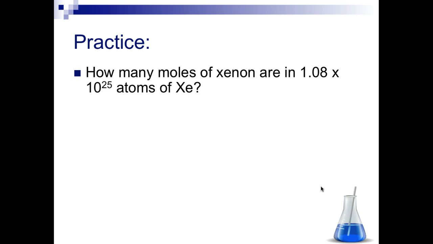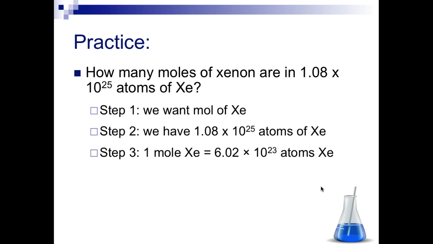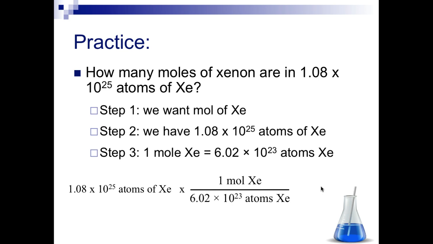Look at another practice. Try this on your own, and unpause when you're finished. Great, well, welcome back. So, how many moles of xenon are in 1.08 times 10 to the 25th atoms of xenon? We want moles of xenon. We're given atoms. We know that 1 mole of xenon has 6.02 times 10 to the 23rd atoms in it. So, we're starting off with atoms. Atoms need to go in the bottom so that we can cancel. We're going to divide 1.08 times 10 to the 25th by 6.02 times 10 to the 23rd, and we're going to end up with 18.0. 3 sig figs here, 3 sig figs here, so we're good.